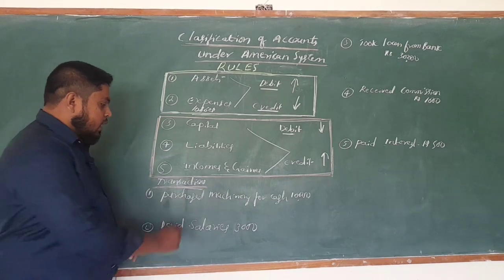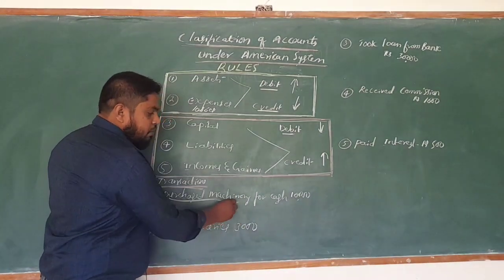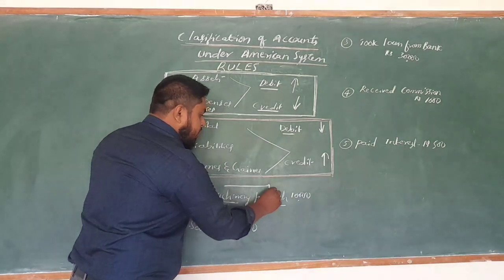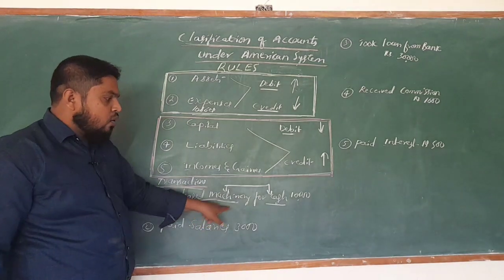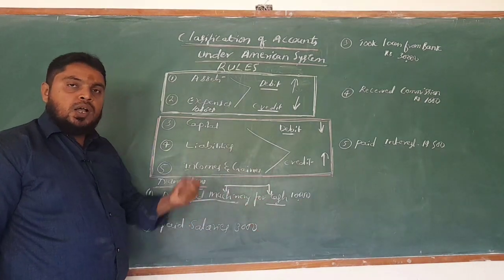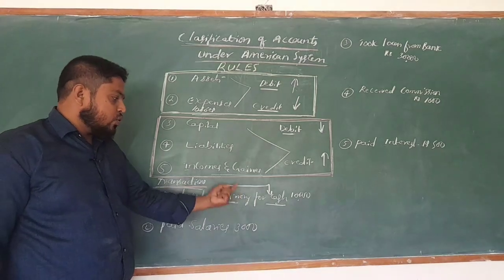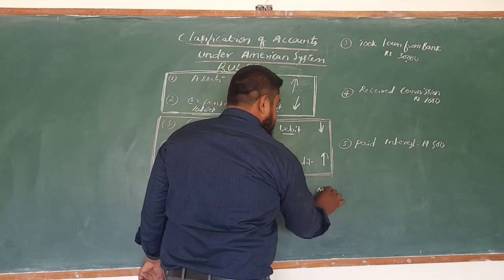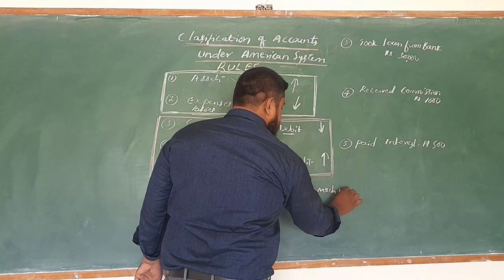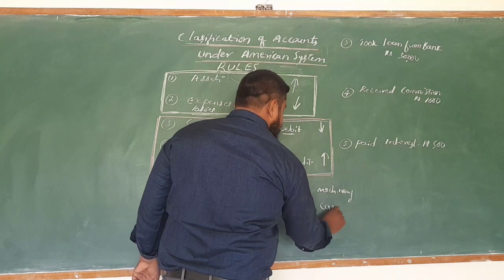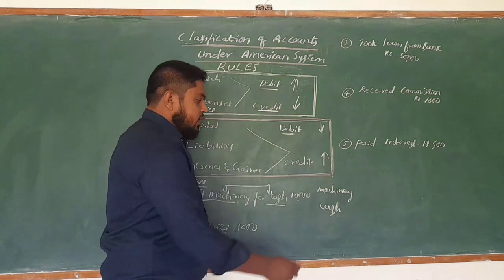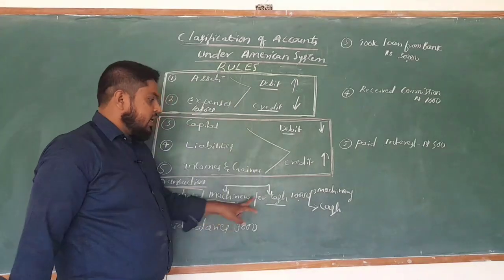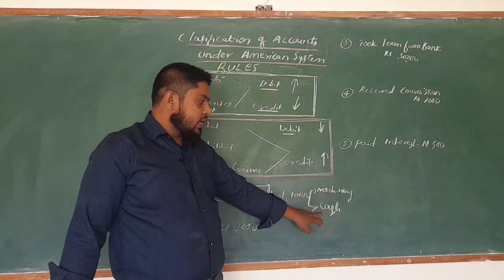Purchase of machinery for cash. In this transaction, two accounts are involved: machinery account and cash account. The business owner is purchasing the machinery here.